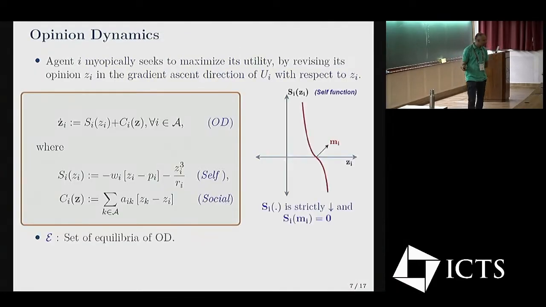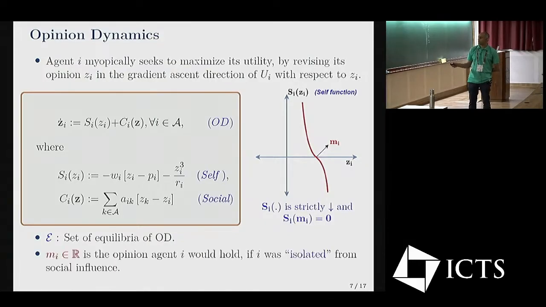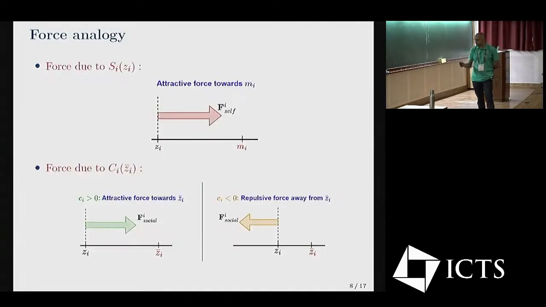I think I have about 9 minutes, so I need to rush. If we look at the self function, it is a very nice function. It is strictly decreasing, and in fact, it has a unique root, so we can exploit this in our analysis. That is m_i. You can interpret this m_i as the opinion that agent i would hold if it was isolated from social influence. The script E is the set of equilibria of the opinion dynamics. I'll talk about it in a couple of slides.